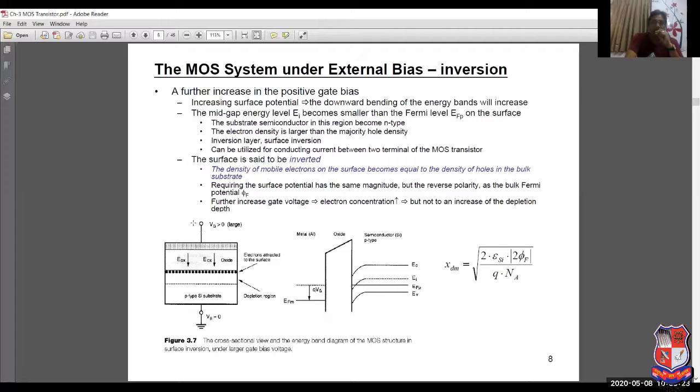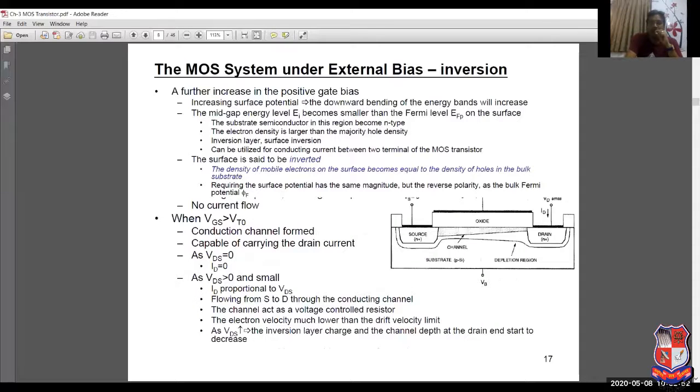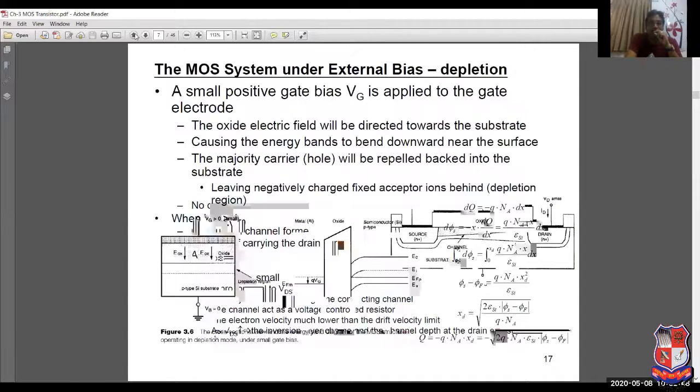Now if you consider a simple MOS structure, then at the gate terminal, you need to apply the external voltage. Based on the type of voltage which is applied, different phenomena take place, and that is the reason why conduction takes place and you may have a channel creation. So what is the concept behind that? Let's study that. This is known as the MOS system under external bias.